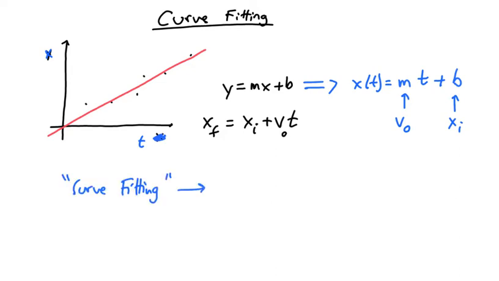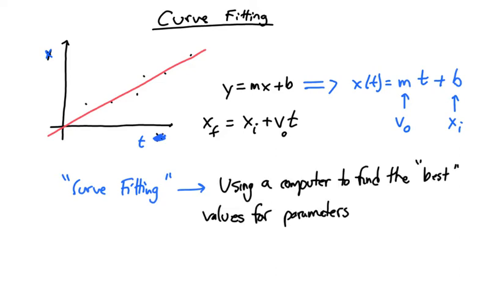There are ways of doing curve fitting by hand, but in this class, when I say curve fitting, I mean the following: using a computer to find the best values for parameters. The parameters will be different in each situation, but in this case, the parameters are v naught and x initial. In the next slide, I'll do another example. The phrase best fit, best values, is a very technical mathematical term which we won't worry about too much, but in other words, it makes this line look like it fits the data the best.